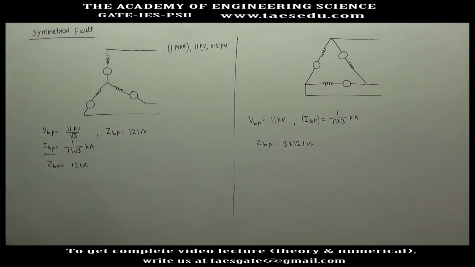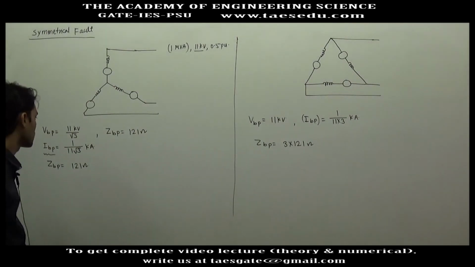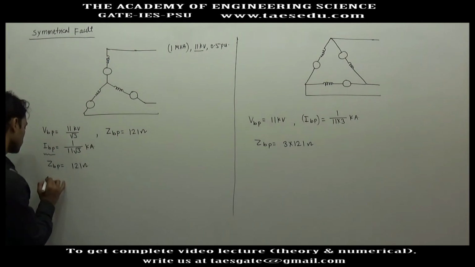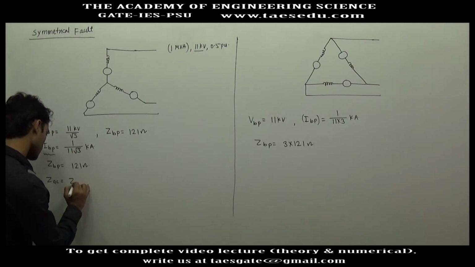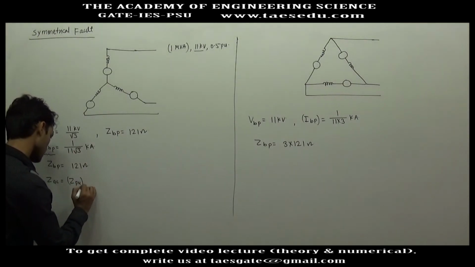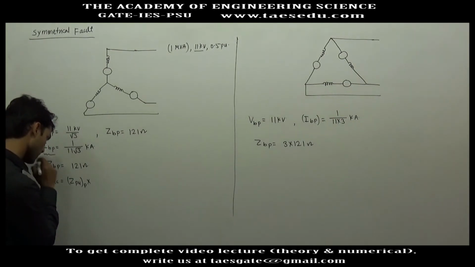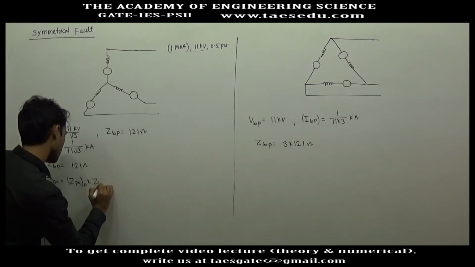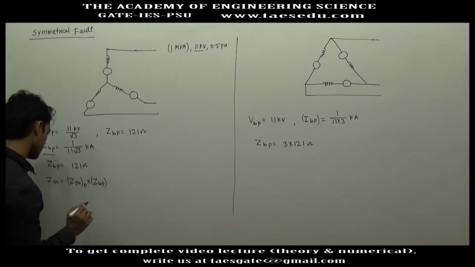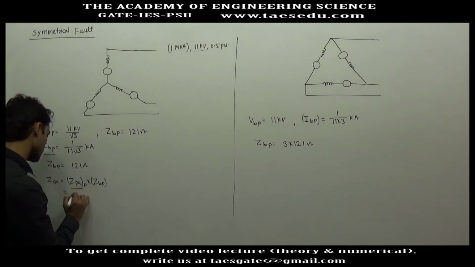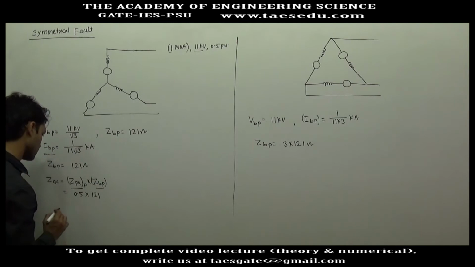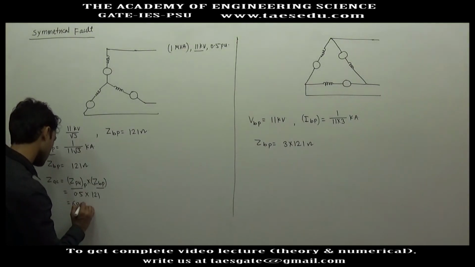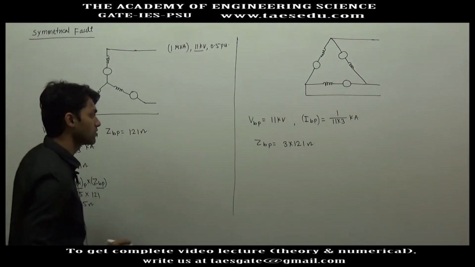So we have base voltage, base current and base impedance. Now let us calculate actual impedance. The actual impedance will be the PU value of phase impedance into the base value of phase impedance. The PU value is 0.5 into base value 121. This will give you 60.5 ohm.